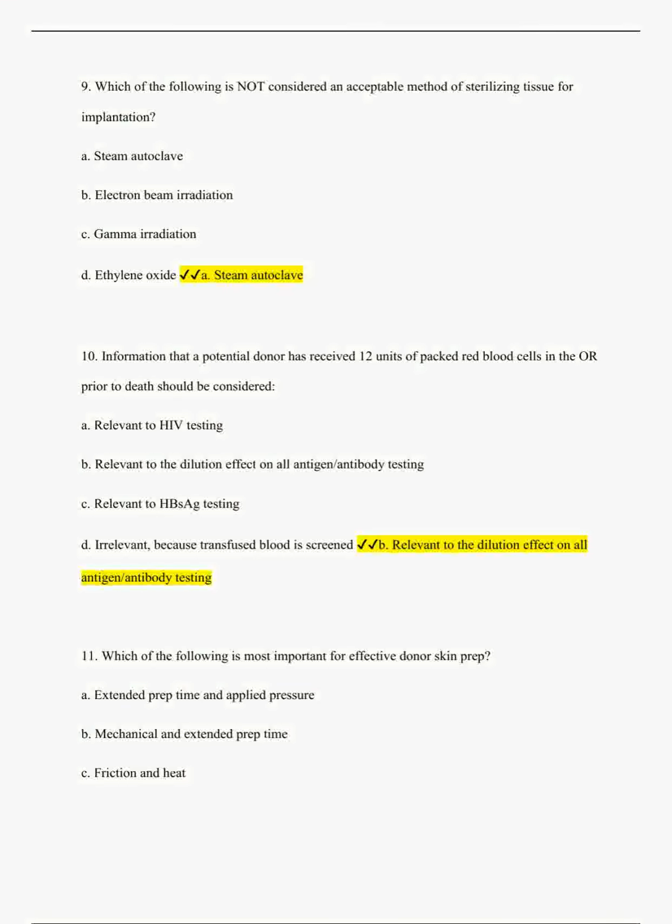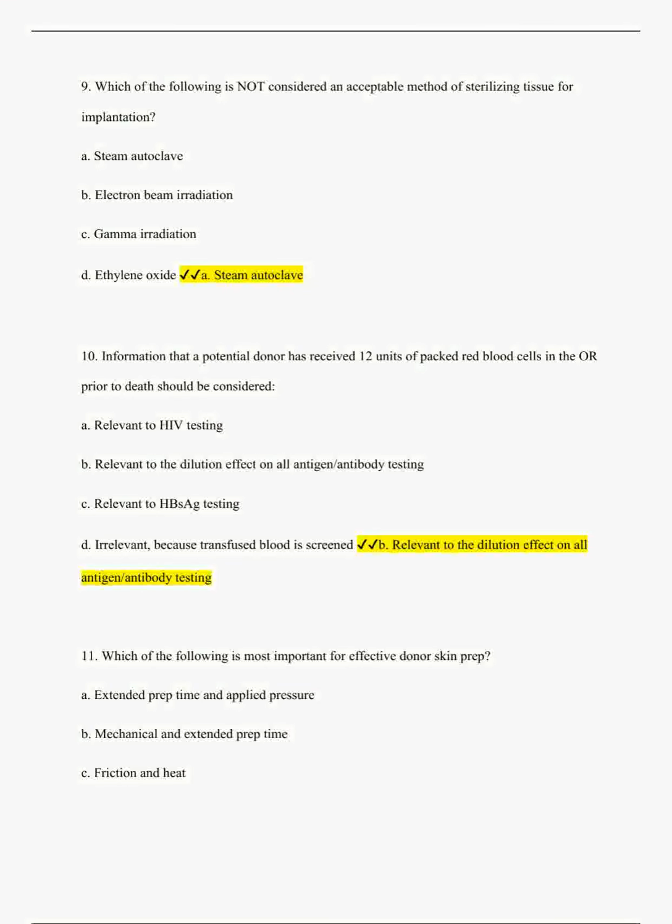9. Which of the following is not considered an acceptable method of sterilizing tissue for implantation? A. Steam autoclave. B. Electron beam irradiation. C. Gamma irradiation. D. Ethylene oxide. Answer: A. Steam autoclave.